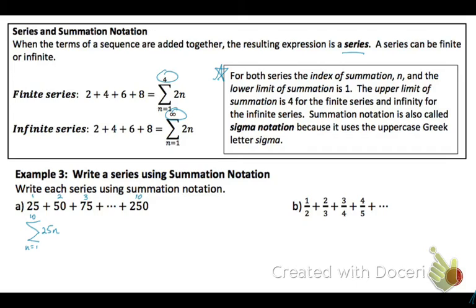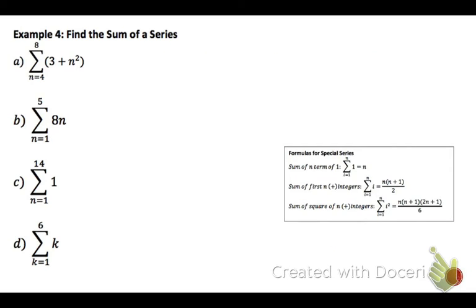Now for B, we have an infinite series, so I'm going to keep going to infinity. I'm going to write my sigma. My first term is 1, and my top term is infinity. And then I notice a relationship between those terms: if I take my position number n and put it over n plus 1, that generates the terms in my series.